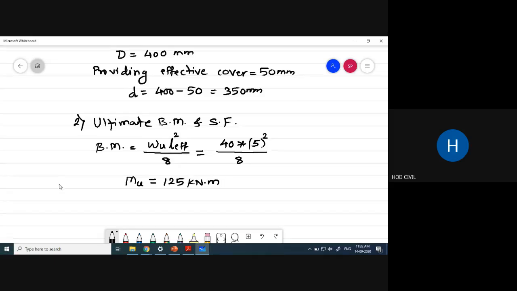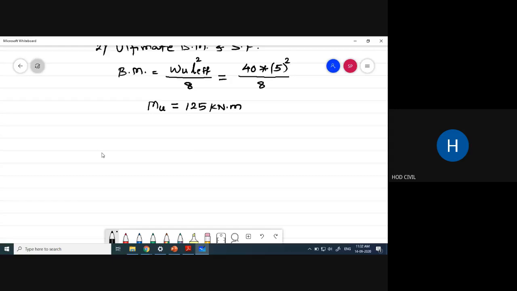Okay. Now similarly calculate the shear force. Shear force formula will be Wu into L effective by 2, WL by 2. So 40 into 5 divided by 2, Vu value. Tell me the value. 100. 100. Always tell me the unit also. Don't forget to write down the unit. It is important.